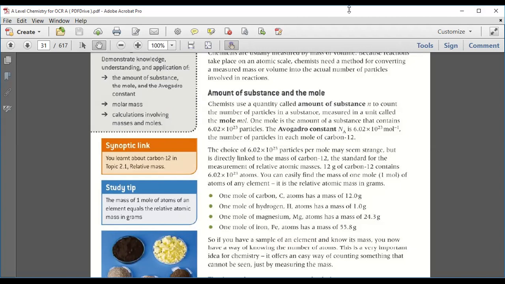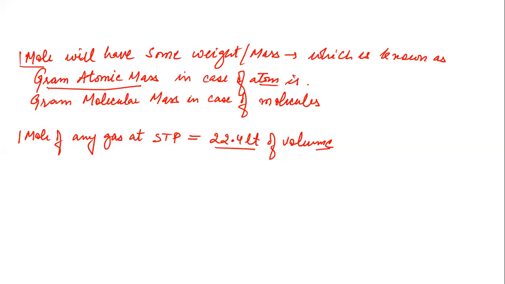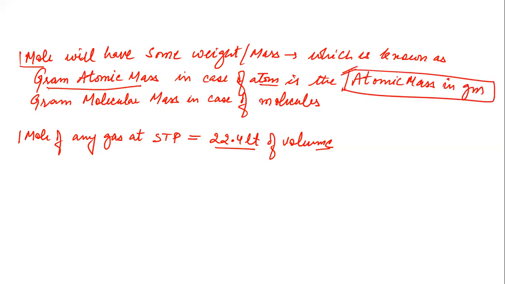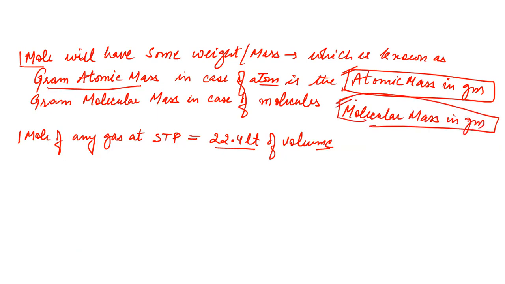Now see, this gram atomic mass in case of atom is atomic mass in gram. You can say it is atomic mass in gram, or simply you can say gram molecular mass is molecular mass in gram. Clear?